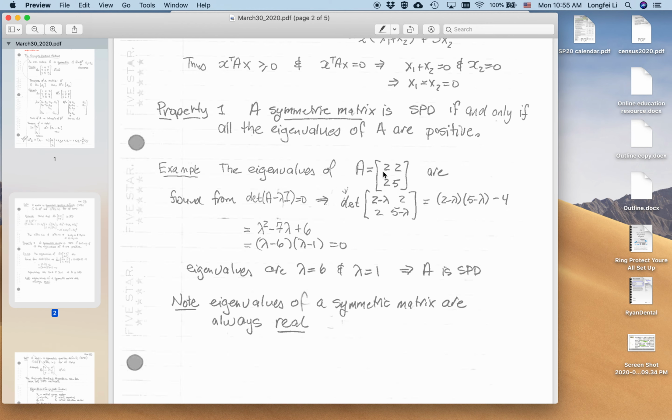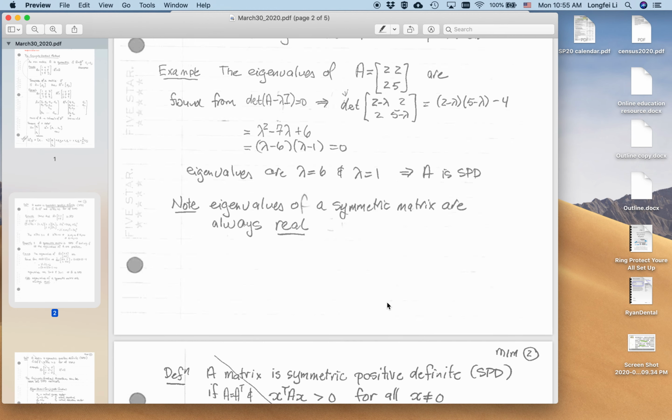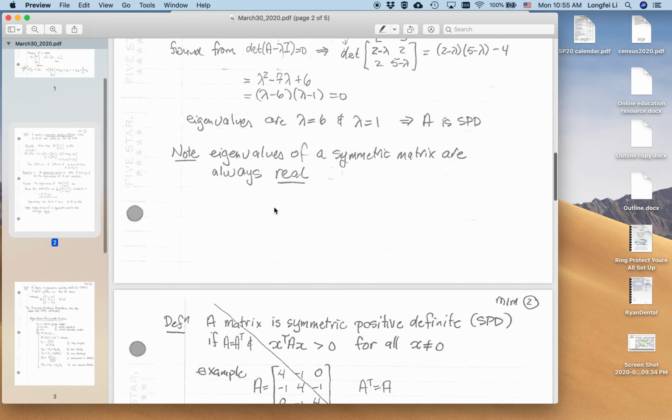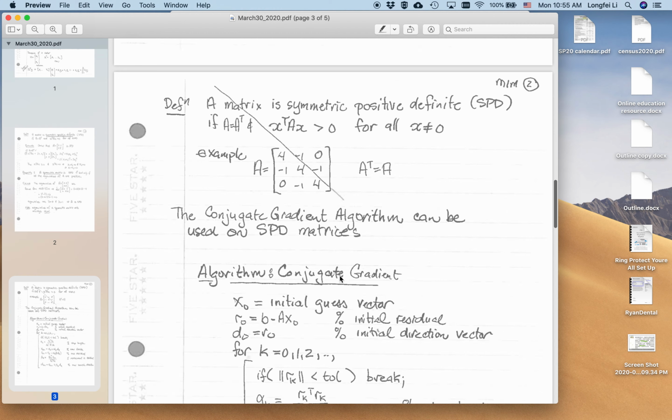From the previous example, we can see that this matrix has two eigenvalues: one is 6 and one is 1. Also, A is symmetric. Therefore, A is SPD. Eigenvalues of a symmetric matrix are always real. We can prove that, but this is not the main point of this course, so I'm going to skip it.